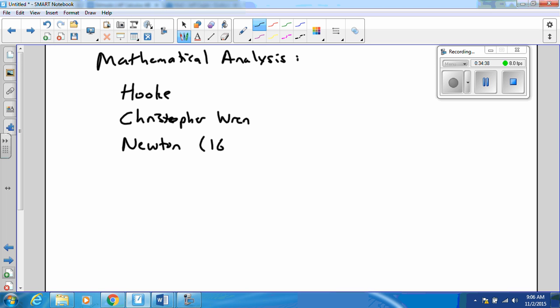And in 1687, he publishes the Principia, which is the work which gives us calculus, at least in England. Leibniz is going to contest that on the continent with his own works. And he proposes the universal law of gravity that we're going to study today.